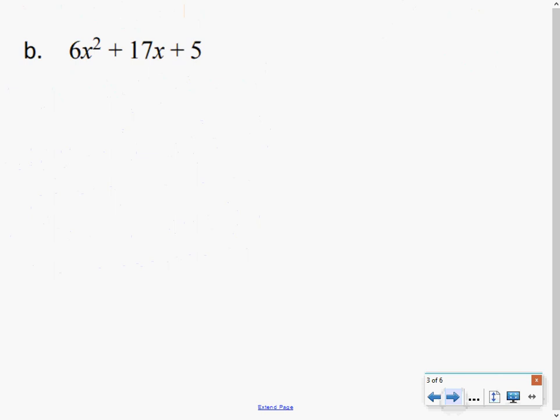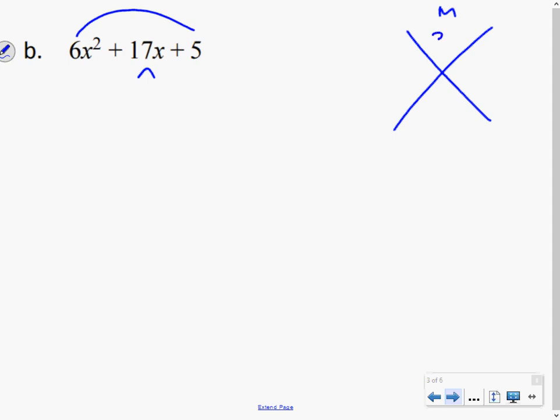Okay, again, we need to figure out how we're going to split up 17x into 2 parts. So we need to find the 2 numbers that multiply to whatever a times c is. So 6 times 5 is going to be 30, and add to that middle number, the b value, 17. Okay, so two numbers that multiply to 30, add to 17, that's going to be 2 and 15, right? They multiply to 30, they add to 17. So that's how we're splitting up our 17x. Okay, we're going to split it into 2x plus 15x.